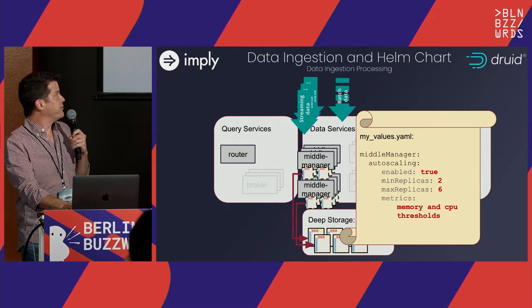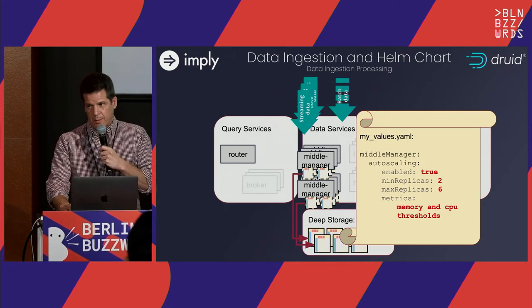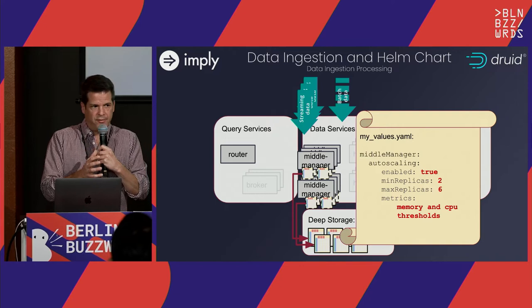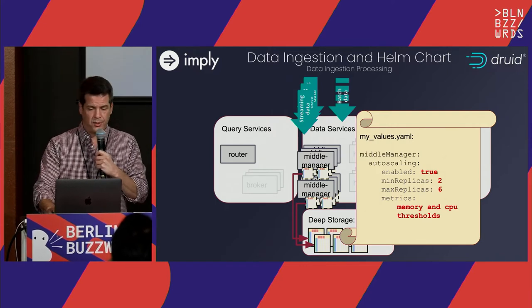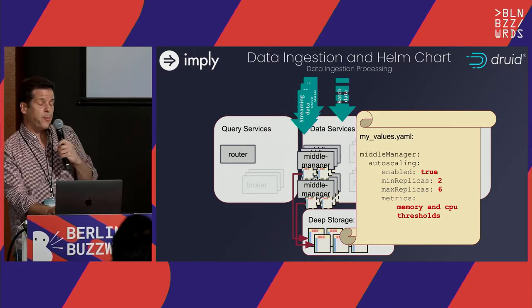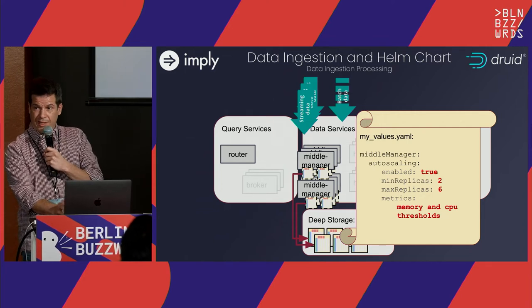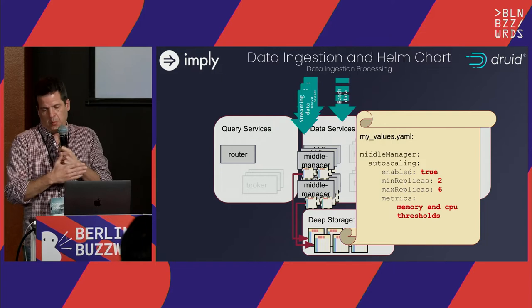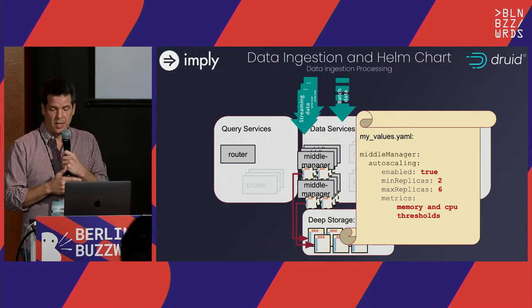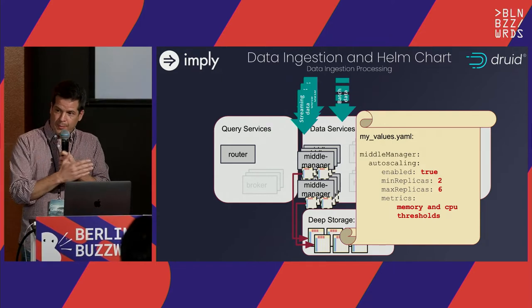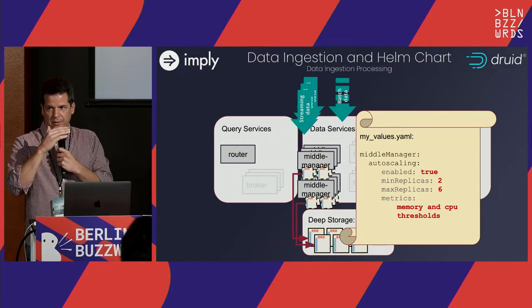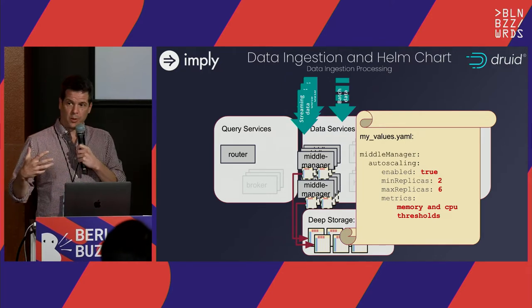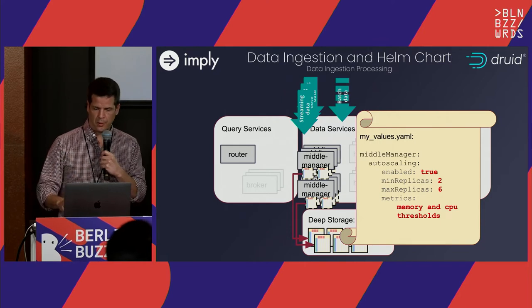When you enable it, you define the minimum size and the maximum size, so the minimum number of middle managers, the maximum number of middle managers, and which metrics, which memory or CPU consumption metrics and the thresholds, will trigger the growth of more replicas or fewer replicas. So Kubernetes will manage it automatically. It'll increase the number of containers as the workload grows or decrease it as the workload subsides.